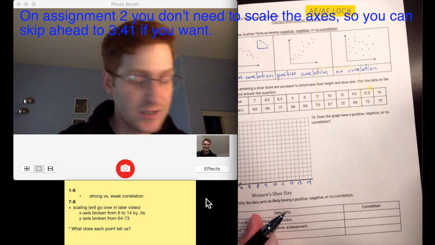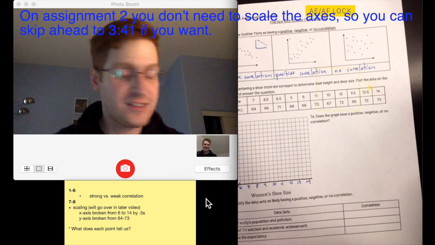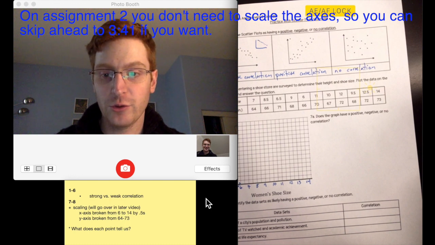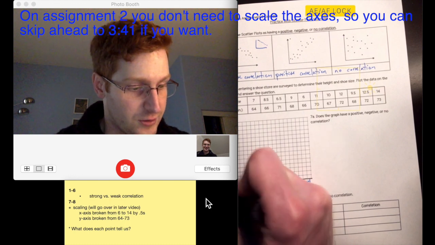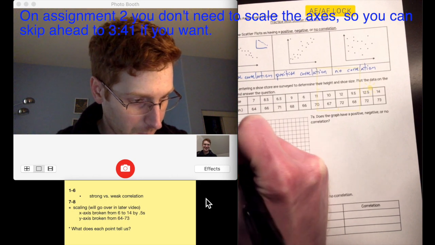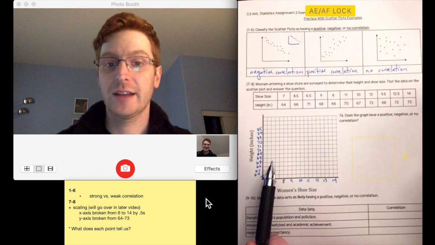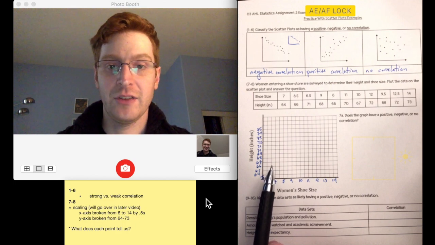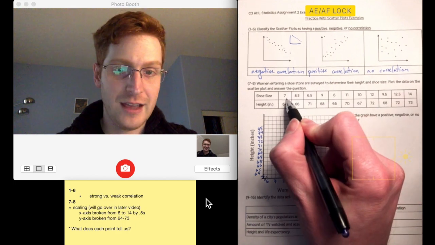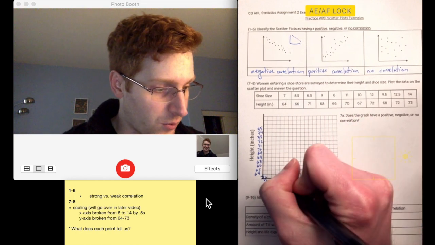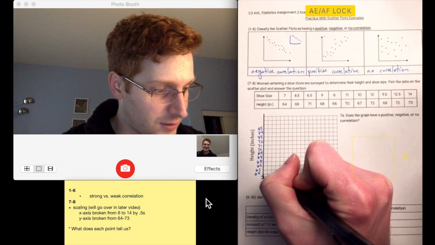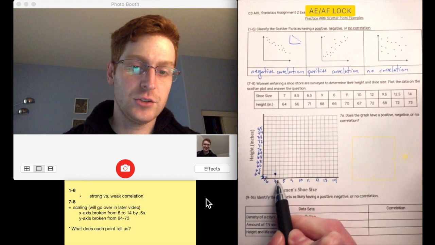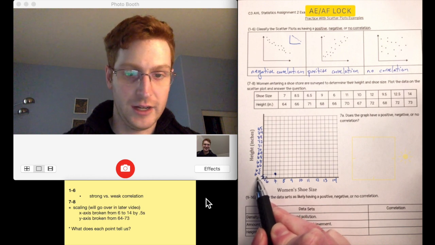And the height is going to go from 64 to 73 inches, so I'm just going to label those from 64 to 73, starting about here. Each coordinate is going to give me 2 pieces of information about one woman, their shoe size and their height. So for example, over here I have 7 and 64, so I can go over here to 7 and I can go to 64 and I can plot that one. So this woman has a shoe size of 7 and a height of 64 inches.